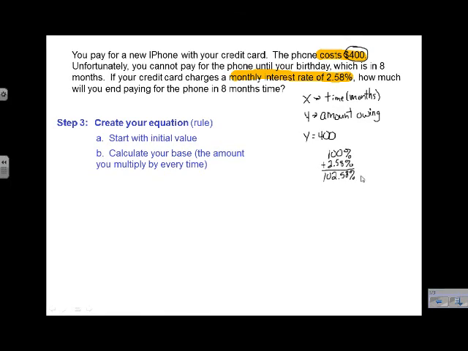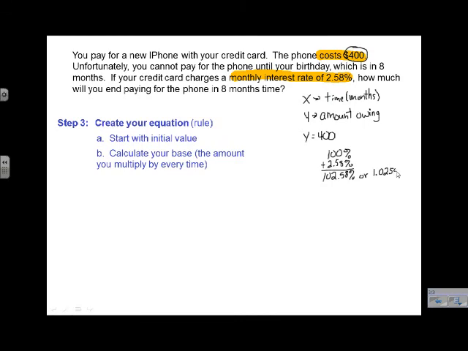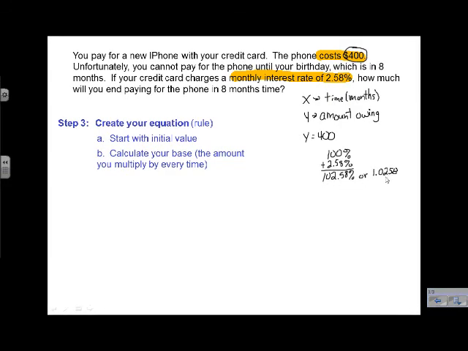And when we're trying to calculate a base, rather than do it as a percentage, in the end we're going to convert to a decimal, 1.025 in this case. Remember, when it's a percent, to convert from a percent to a decimal, you just move your decimal spot 2 places to the left. So instead of being 102.5, it becomes 1.025.